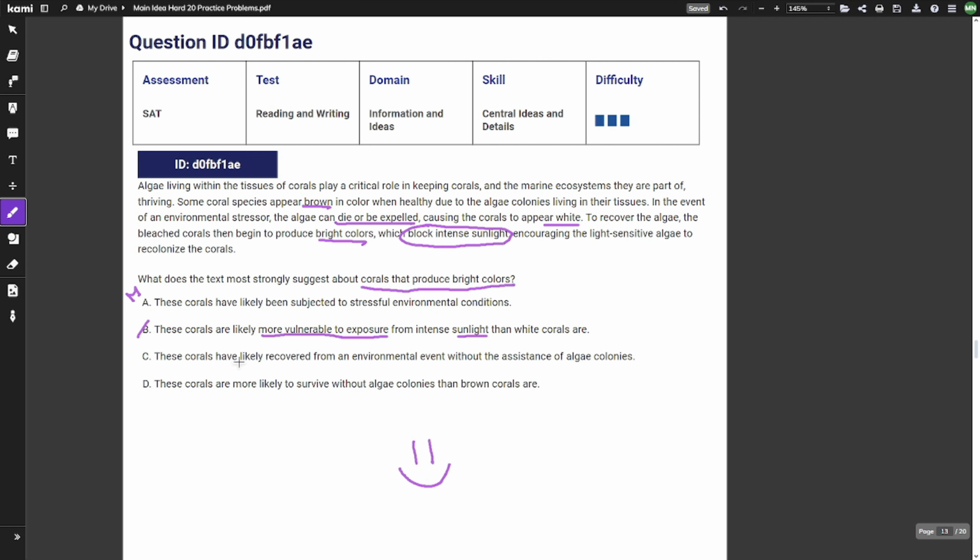C. They have likely recovered from an environmental event without the assistance of algae colonies. Yeah, that's just a whole lot of babbling, alright? It never says this in the text, so it's not gonna be C. Then D. These corals are more likely to survive without algae colonies than brown corals are. Once again, this is just a whole bunch of babbling. I mean, they turn bright because they want algae, not that they're independent and can go without algae. So it's not gonna be D, which means that our best possible answer is going to be A.